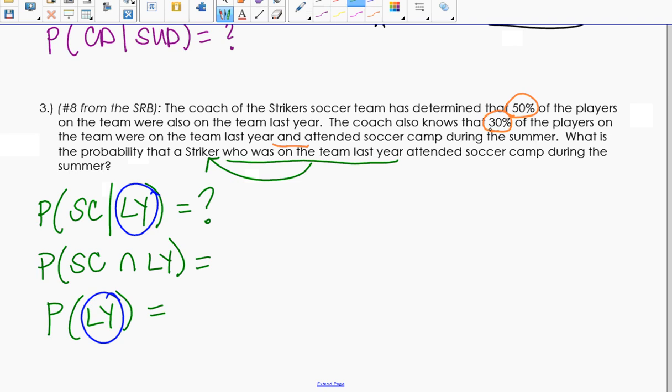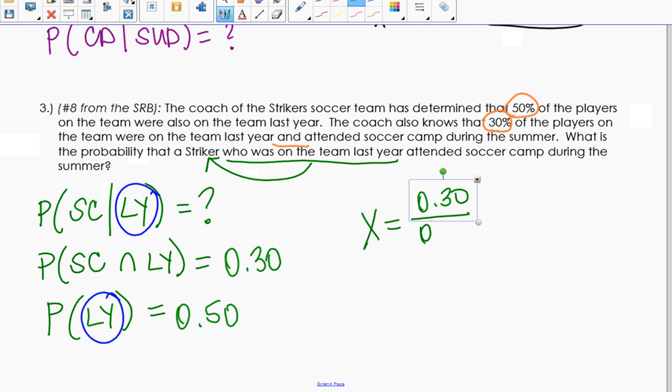So we have two numbers here. The 50% is describing the number of players that were on the team last year, so 0.50 here. And the 30% is the number that were on the team last year and attended soccer camp, so 0.30. So the probability that a striker attended soccer camp knowing that they were on the team last year is 0.30 divided by 0.50. So when you do that, you end up with 0.60, which is 60%.